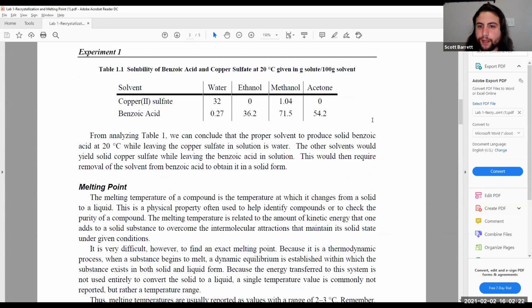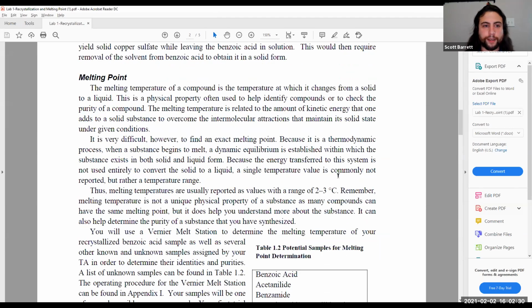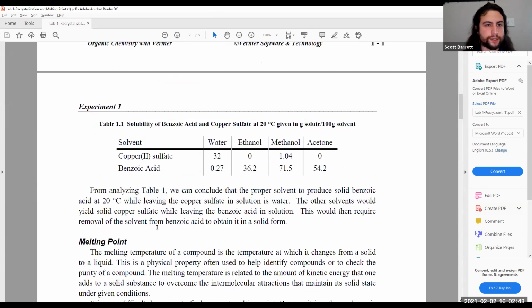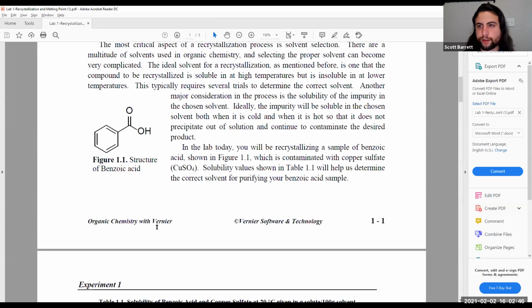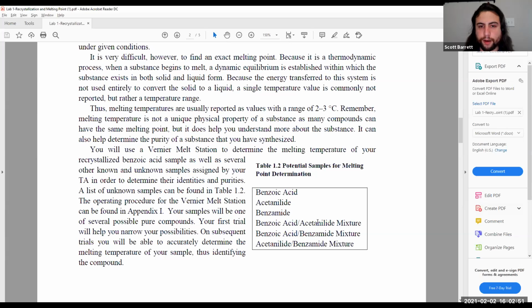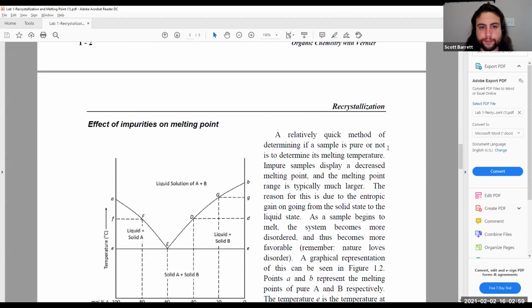And then going forward, melting point, it's pretty straightforward. Everything has a melting point and it turns from solid into liquid. So the main thing that we are going to be looking at is different sorts of mixtures. So benzoic acid and acetanilide mixture, benzoic acid and benzamide mixture. And if you want to see images such as right here, the structure of benzoic acid, always just feel free to Google and you can see the images of these different compounds. Some of them are very similar, some of them are not so similar. So let's go ahead and go forward.